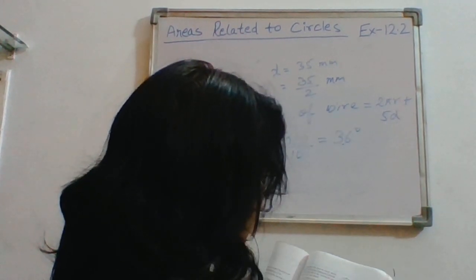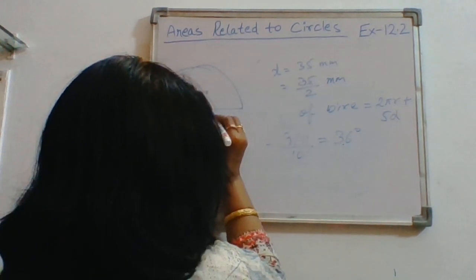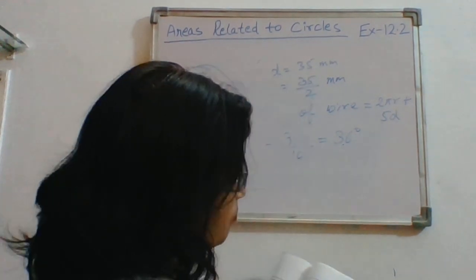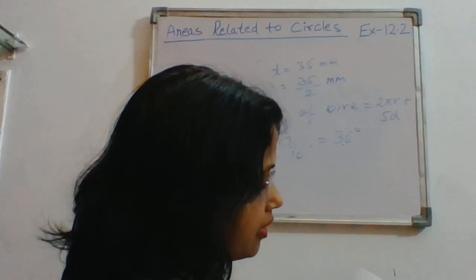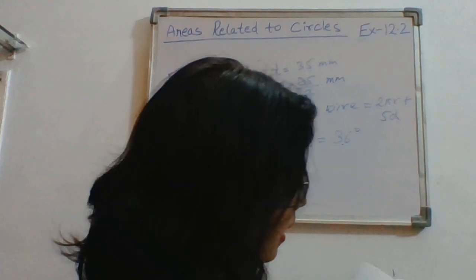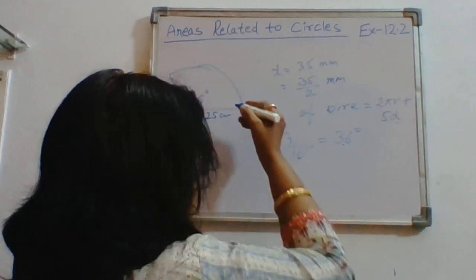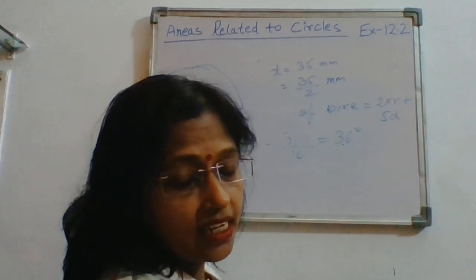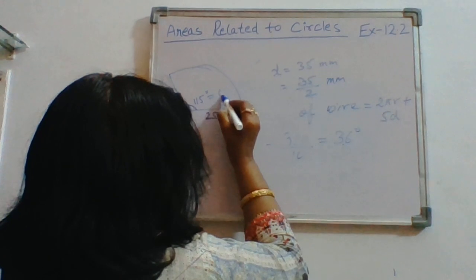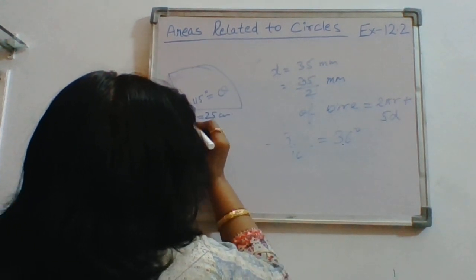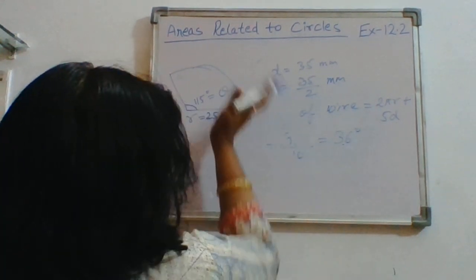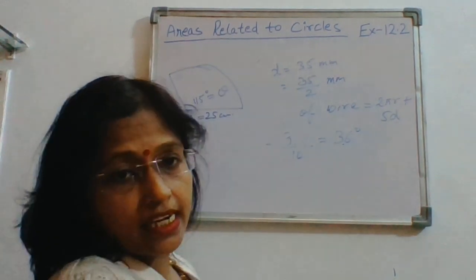And the length of the blade is 25 centimeter. Right. Now we have to find the total area cleaned at each sweep because the car is having two wipers. So we will calculate the area of this one sector, because this is your theta and the length of the blade is your radius. Right. Because this will be forming a sector only.